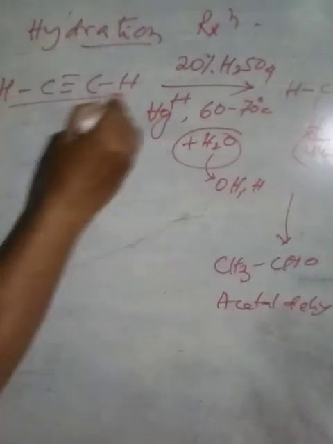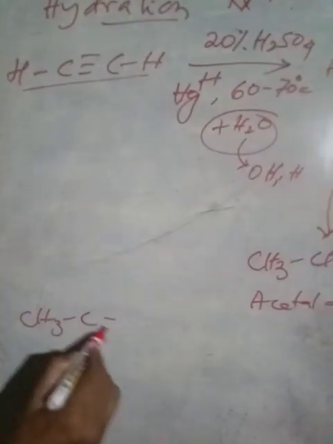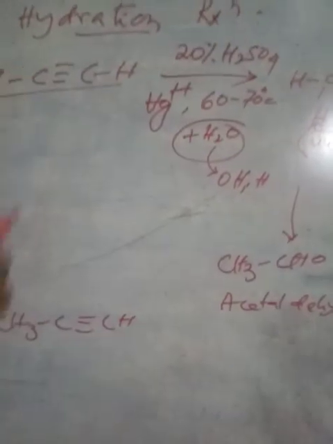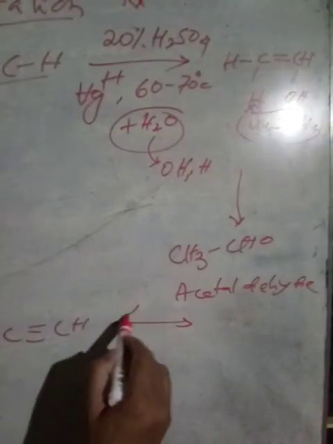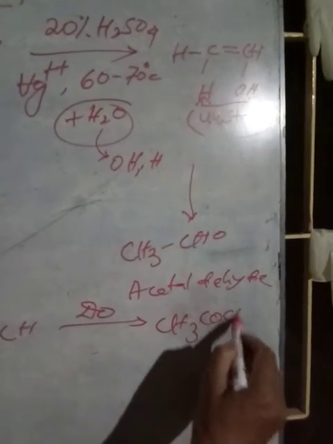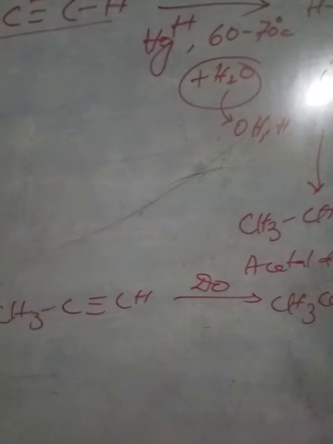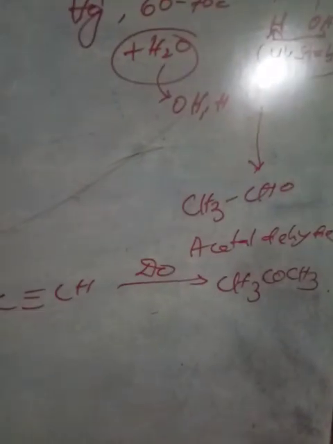Now in place of HC triple bond CH, if you take CH3C triple bond CH, the next higher homologue of alkyne, and do the same reaction, you will get acetone, CH3COCH3. These are the preparations of aldehydes and ketones.